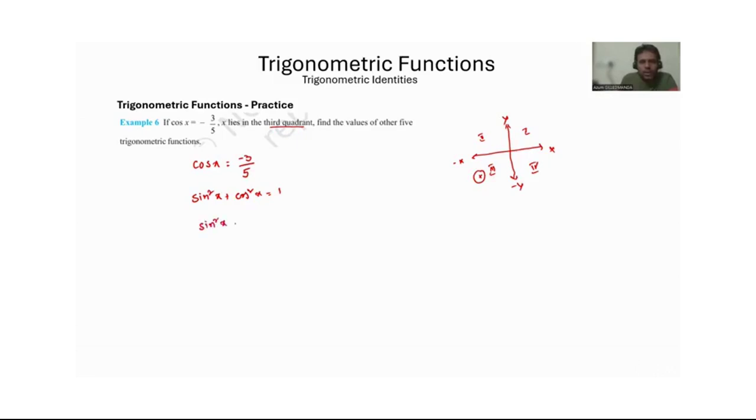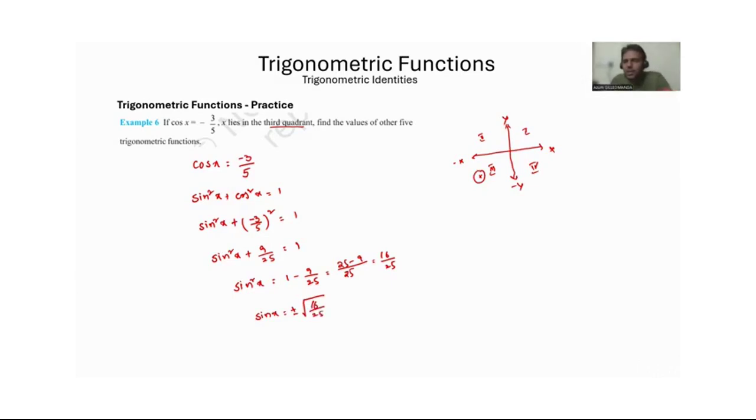So sine square x I'll keep as is, and in place of cos x, let's substitute this value, minus 3 by 5 whole square, equal to 1. So I can write this as sine square x plus 9 by 25 equal to 1. Then what is sine square x? Sine square x value becomes 1 minus 9 by 25. So what is 1 minus 9 by 25? The LCM is 25. It is 16 by 25. Then what is sin x? Sin x is plus or minus square root of 16 by 25.